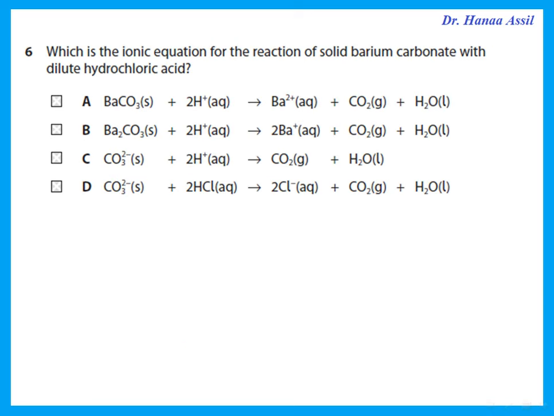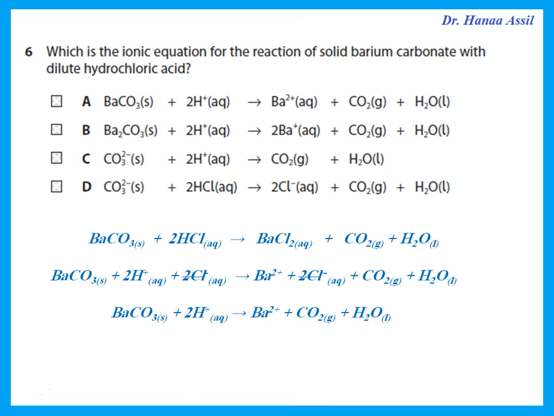Which is the ionic equation for the reaction of solid barium carbonate with dilute hydrochloric acid? How do we write an ionic equation? Well, you write the equation normally. Barium carbonate is a solid plus hydrochloric acid to give what? This is carbonate with acid, so it will give salt plus carbon dioxide plus water. Write the state symbols of each of them. Remember that we ionize only anything that is aqueous. So barium carbonate is a solid, it remains as it is. So we don't have C or D. C or D is wrong.